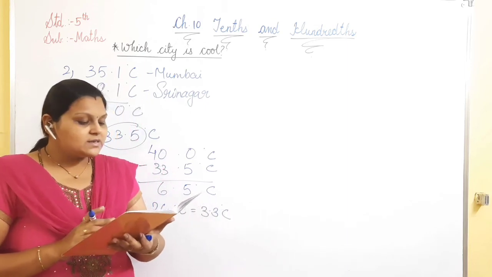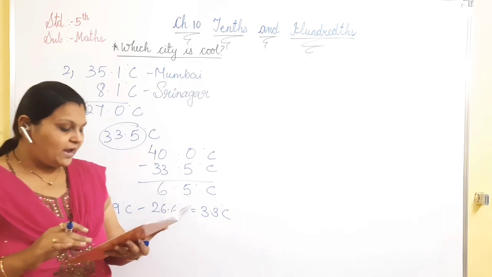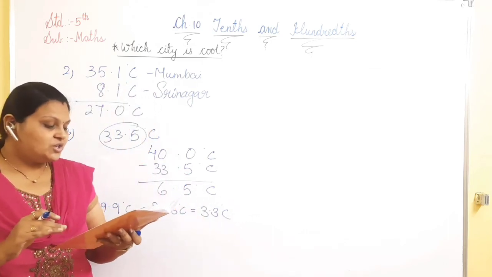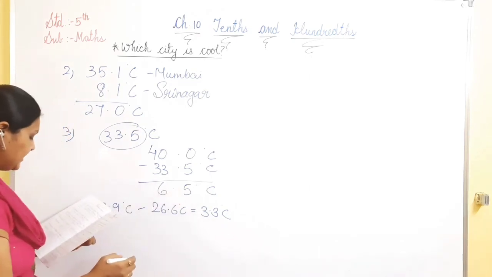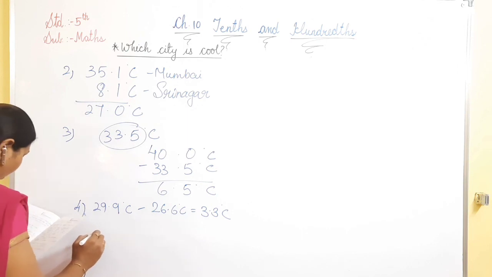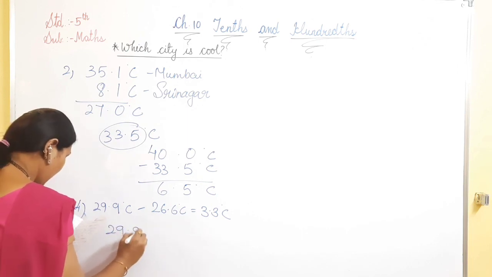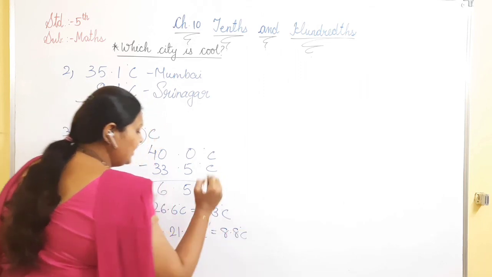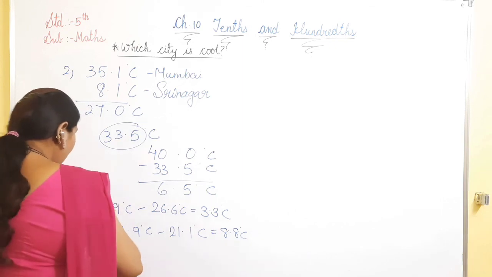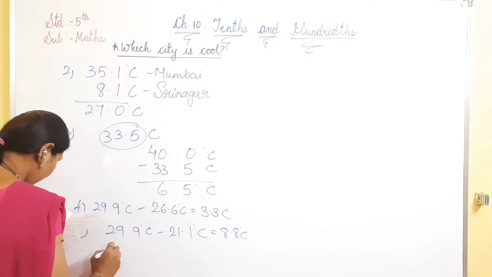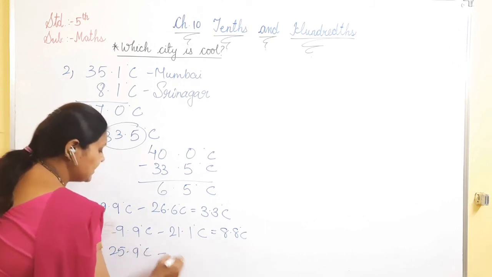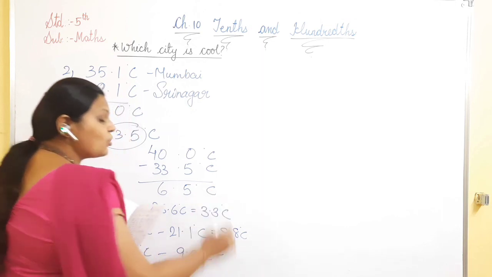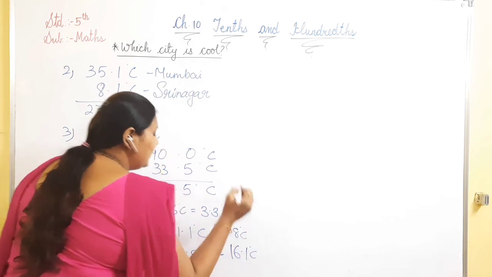Next question is, what is the difference between the temperatures at 3 p.m. and 3 a.m. in Chennai and in Bhopal? Now if we compare the time, we can see that temperature in Chennai at 3 p.m. is 29.9 Celsius and at 3 a.m. 21.1. So difference will be 29.9 degrees Celsius minus 21.1 degree Celsius. It is 8.8 degree Celsius. And for Bhopal, we can say that the temperature at 3 p.m. is 25.9 degrees Celsius and temperature at 3 a.m. is 9.8 degree Celsius. So the difference is 16.1 degree Celsius.